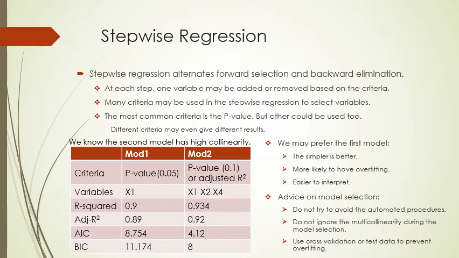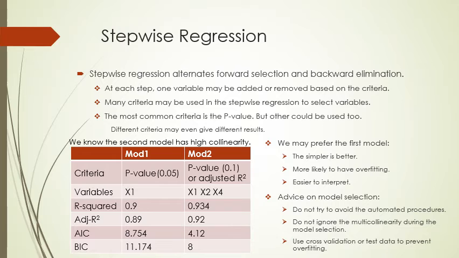We may use different criteria in the variable selection. The most common one is p-value, but we may also use other measures such as R-squared, Mallows CP, AIC, BIC, etc. Different criteria may give different results.